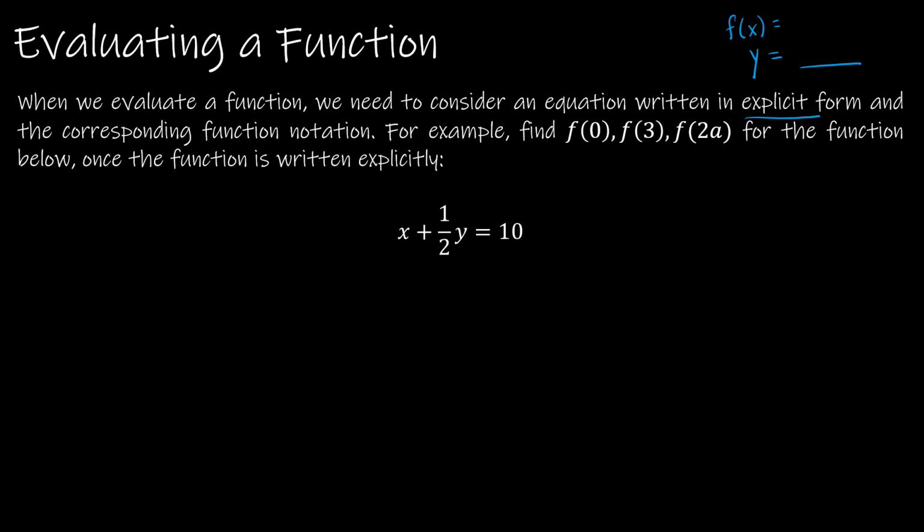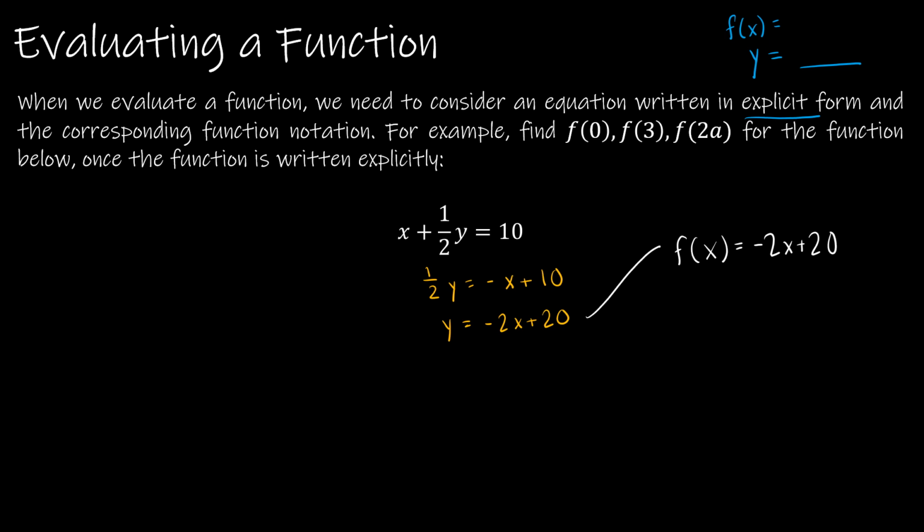So for instance, I want to get y by itself because, again, y is the dependent variable. So I'm going to first subtract x from each side, and I'm going to just write it as negative x plus 10 instead of 10 minus x. And then I'm going to multiply everything by 2. And now this is written in explicit form. Now I can think of this as a function. So y is a function of x, meaning I can write this as f of x is equal to negative 2x plus 20.